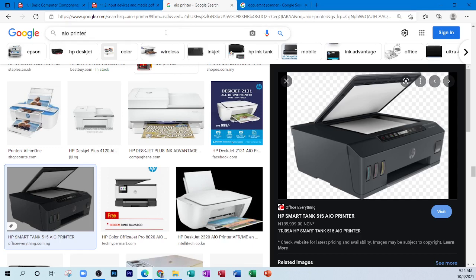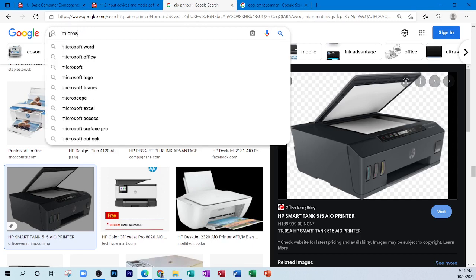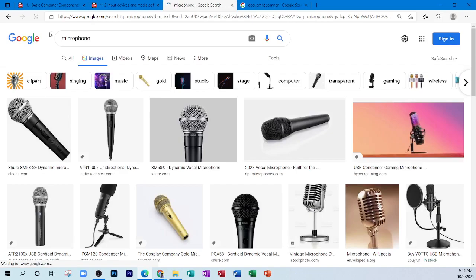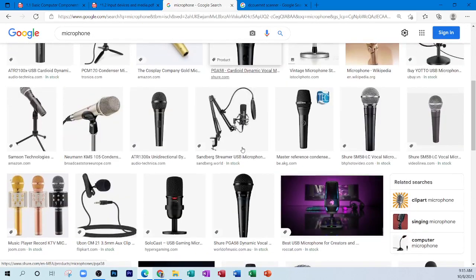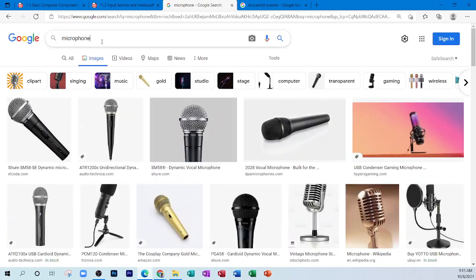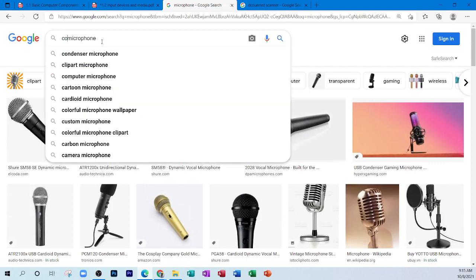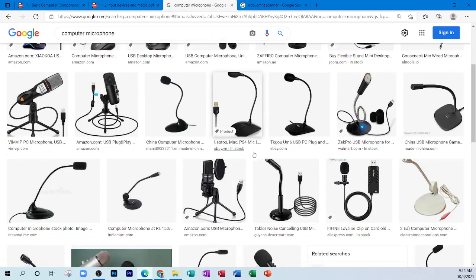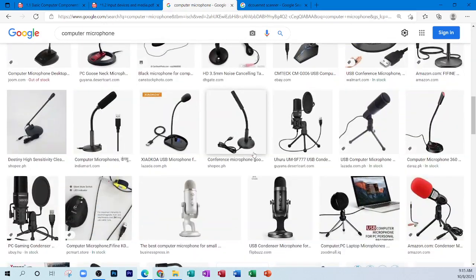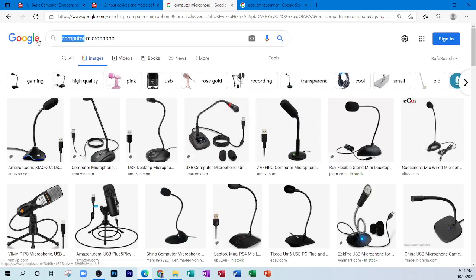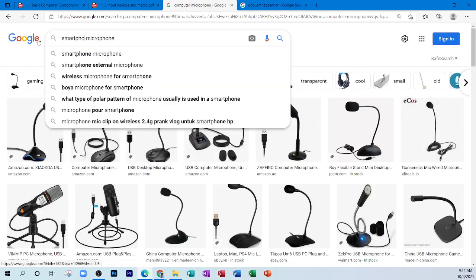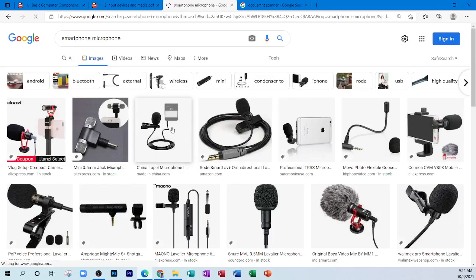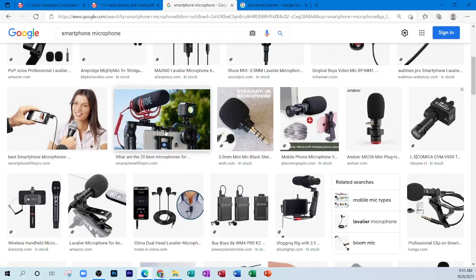Good. So we all should be familiar with a microphone now. We use one on our computer. They come in all different shapes and sizes. So these are the ones that you might find on computers, even your phone, smartphone microphone. Okay, those are external ones.